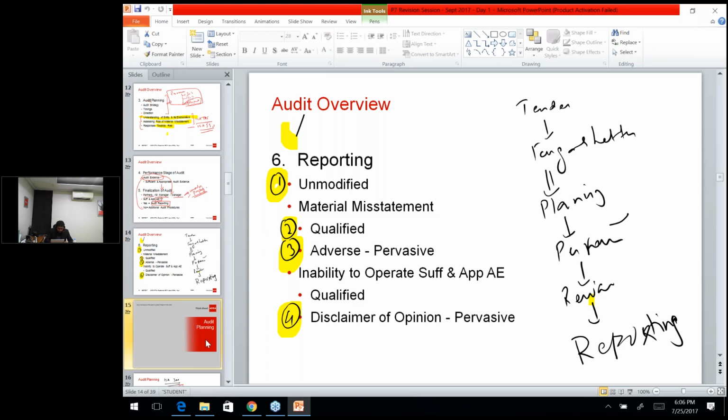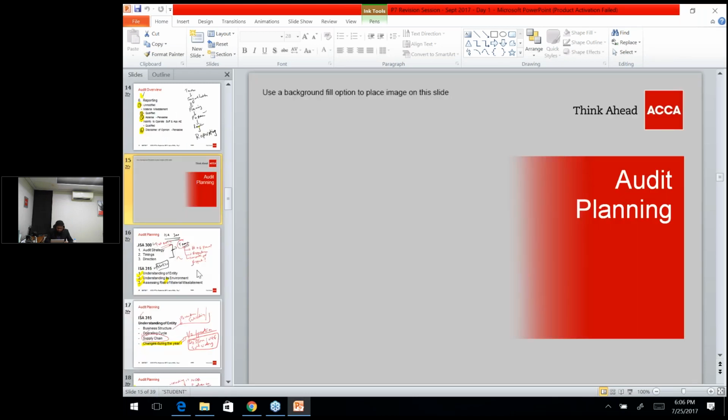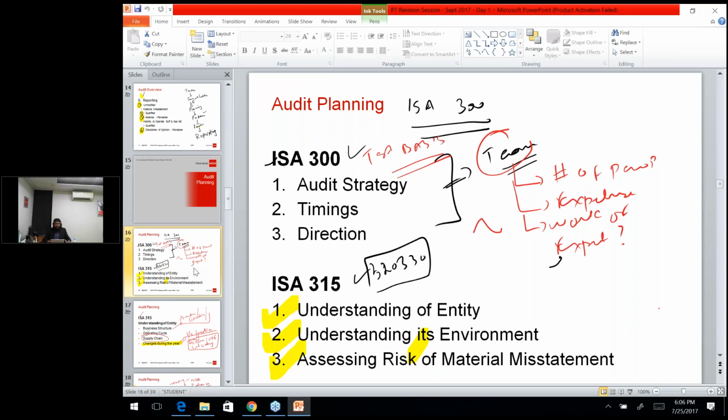Then we moved further. We talked about audit planning, and we said that at the planning stage of the audit, we develop a general audit strategy. We plan out the resources that need to be used for the audit. At the same time, we apply ISA 315, which is about understanding the entity and its environment and assessing the risk of material misstatement.